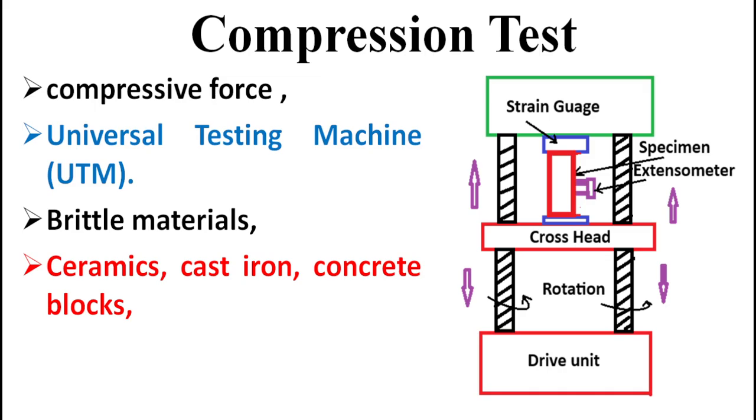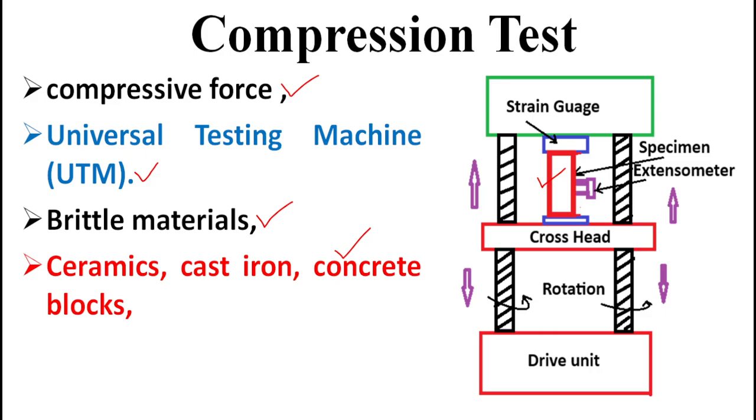Next is the compression test, also conducted using the UTM machine, the universal testing machine. It is mainly used for brittle materials such as ceramics, cast iron, and concrete blocks, which are loaded with compressive force. In the tensile test there is only elongation force; in the compression test only compressive force is applied. This is a specimen.